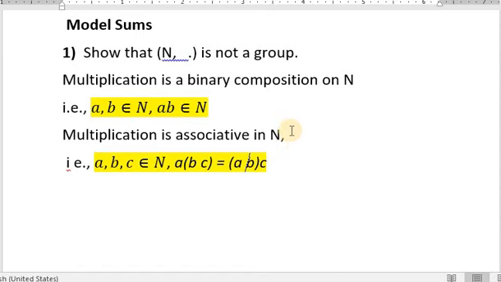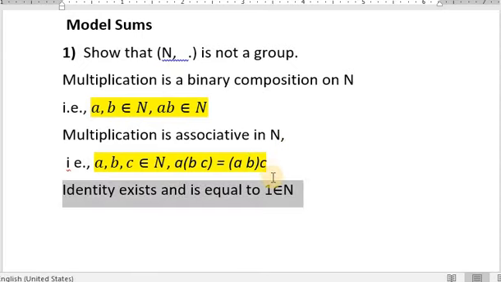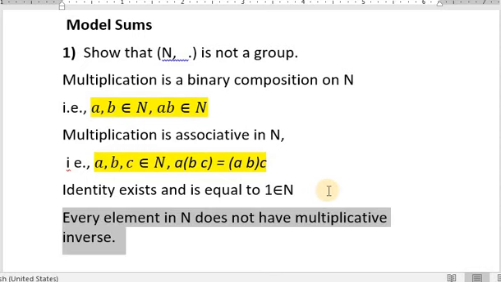So, now the third property, identity element. Identity also exists in N. See, with respect to multiplication, 1 is the identity element. When you multiply any element with 1, the product remains the same element. So, identity exists in N, that is 1. Okay. So, 1 is present in N. Then 3 properties are satisfied.